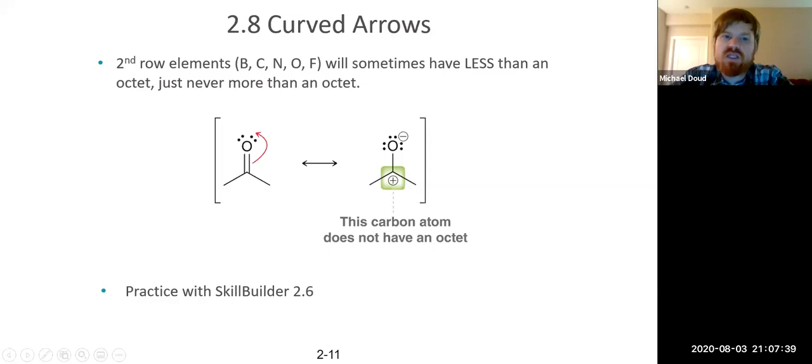Keep in mind, sometimes these second row elements, especially boron and carbon, will have less than an octet, but they won't have more than an octet. So this is something that we'll see as like a carbocation here. This is one possible pattern that we're going to see.